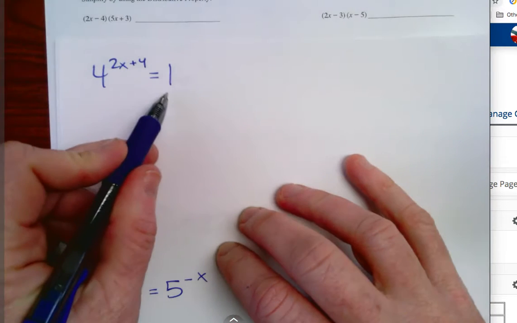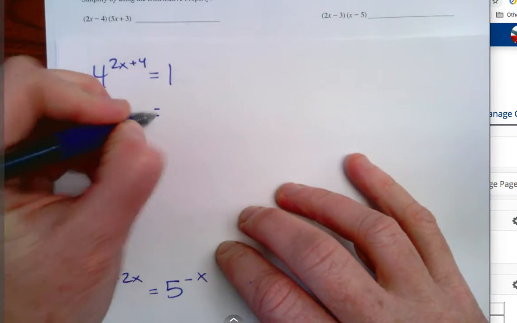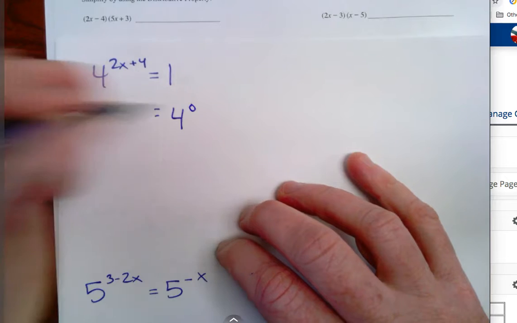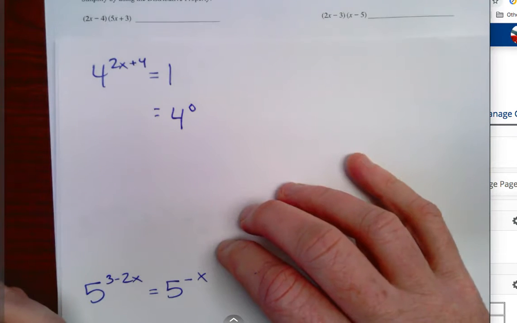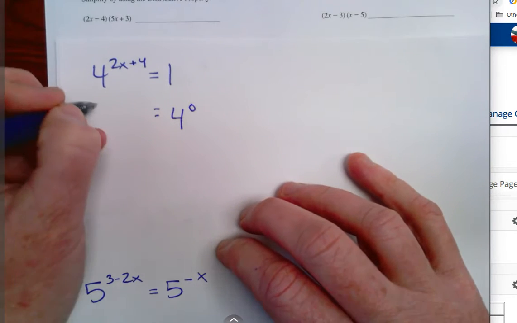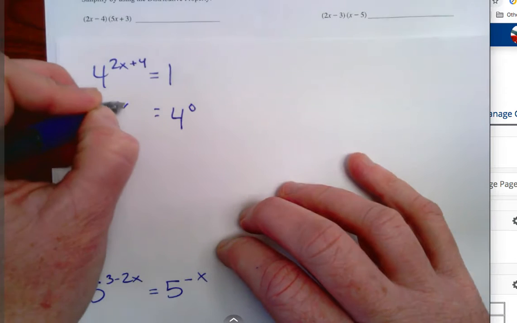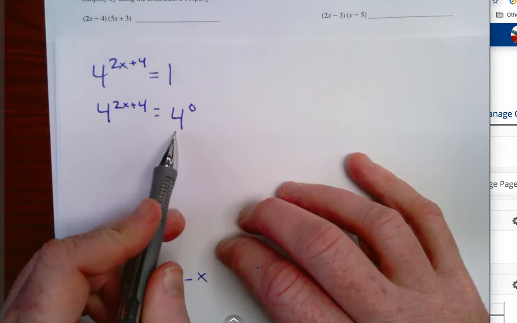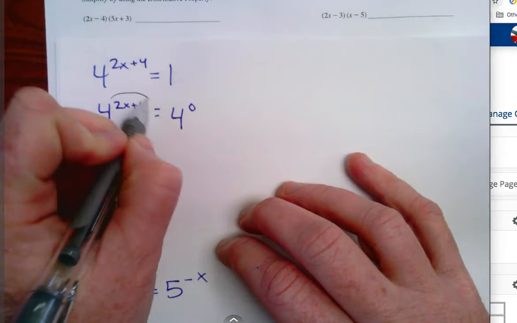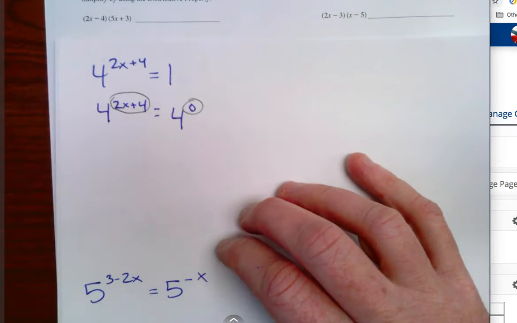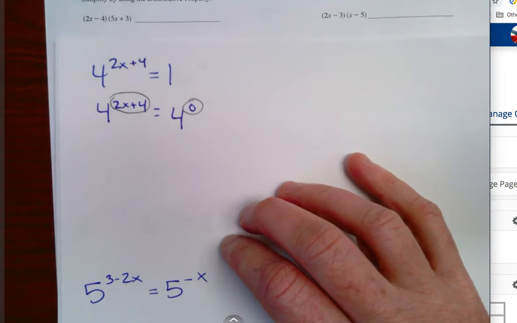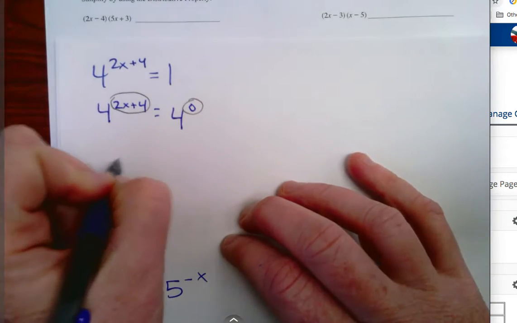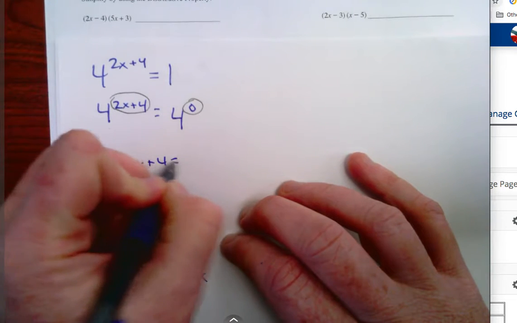So I can rewrite this side as 4 to the 0 power. Anything to the 0 power is 1. So if I do that, I now know that these have the same base of 4, and if that's the case, this has to equal this, right? The exponents have to equal one another. 2x plus 4 has to equal 0.